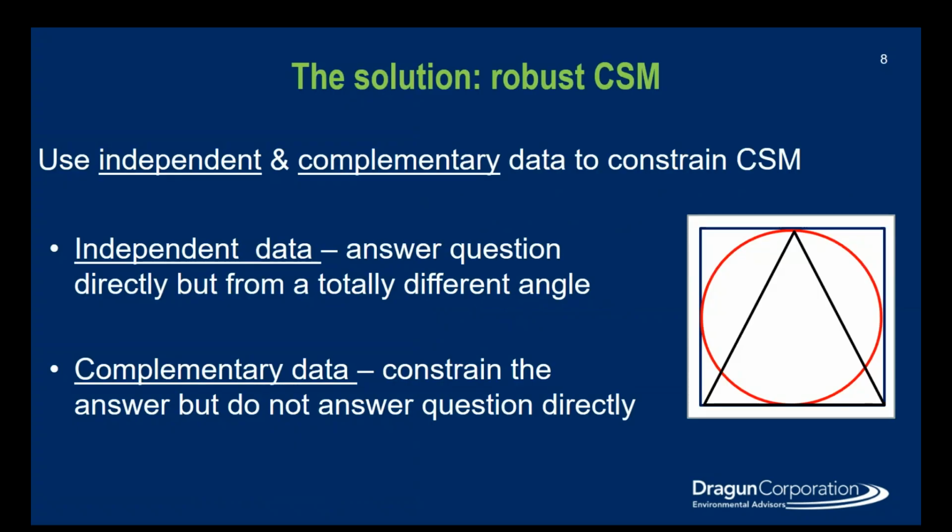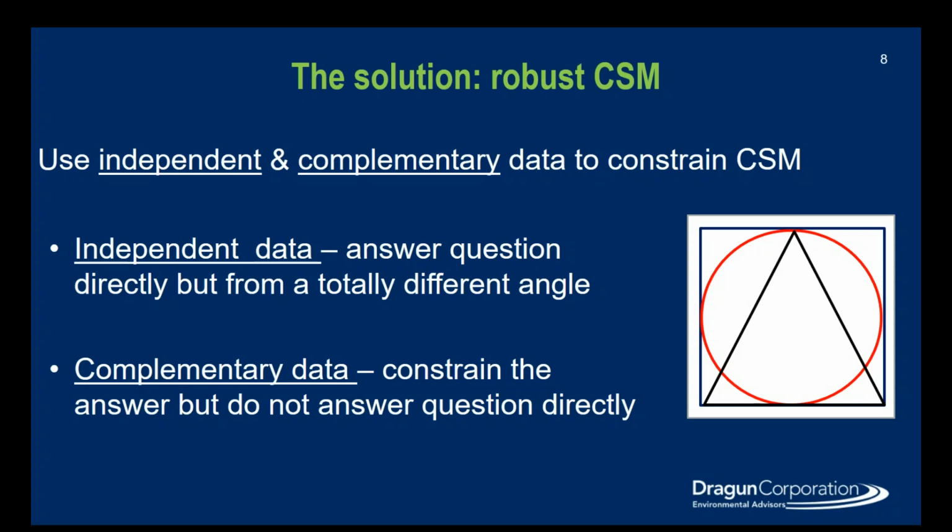And what I like to do is develop what I call a robust CSM. This is a way of getting a conceptual site model that will stand up to rigorous questioning by others, if you're in court or if you're talking with regulators. And the way I do this is to use your typical approaches to getting information on the site and then add 2 other things.